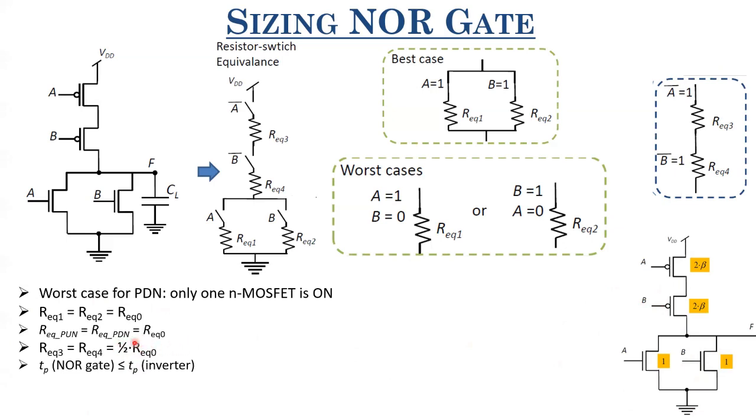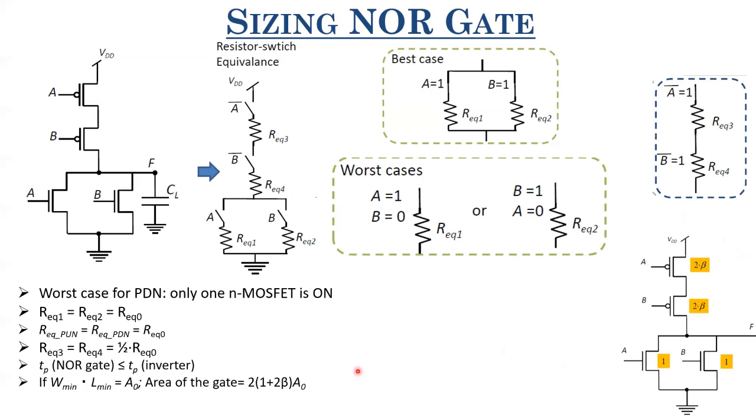We have to increase its width by 2, and its width was already beta in the case of your standard CMOS inverter. That is, a P MOSFET gives you R equivalent 0 only if it is sized to beta. So if you have to reduce its resistance further by 2, you have to multiply its width by 2. So its size becomes 2 times beta, right? So this is how you size your NOR gate. And now, assuming the same thing, that is W min into L min is equal to A0, what is the area of this gate? The area of this gate becomes 2 plus 4 beta times A0, right?